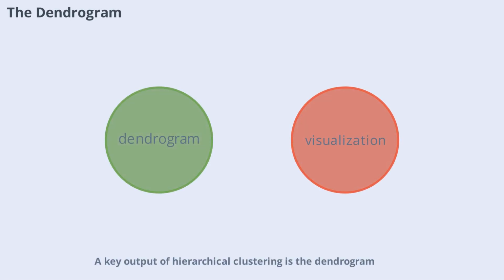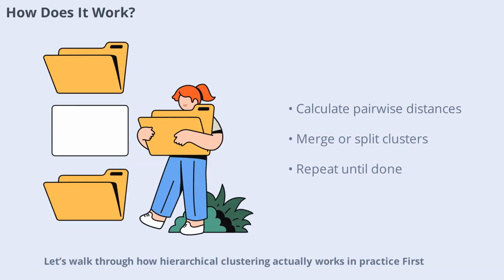A key output of hierarchical clustering is the dendrogram. This is a tree-like diagram that shows how clusters are merged or split at each step. The vertical axis represents the distance or dissimilarity between clusters, while the horizontal axis lists the data points. By looking at the dendrogram, you can decide where to cut the tree to form clusters. It's a powerful visualization tool that helps you understand the relationships in your data and choose the right number of clusters for your analysis.